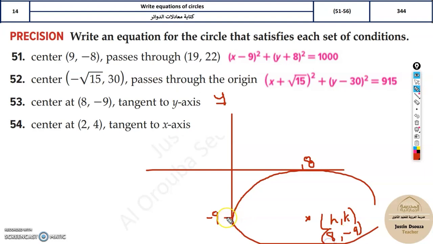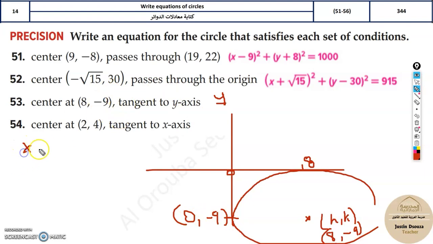Now this point over here will be touched, that is, x will be 0. What is the x value? It's 0 comma y value is minus 9. These are the 2 points. You will always get this. Now if it's the y-axis, the x will be 0 and the y will be the same as the center. So now let me solve it.